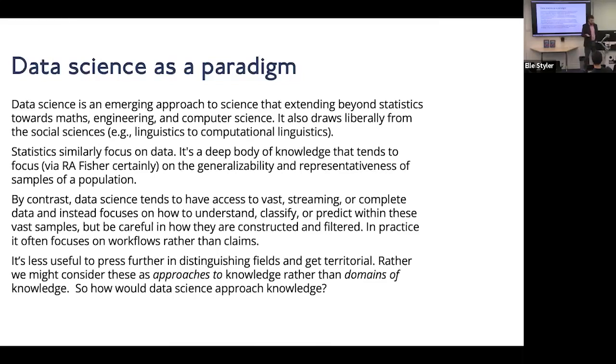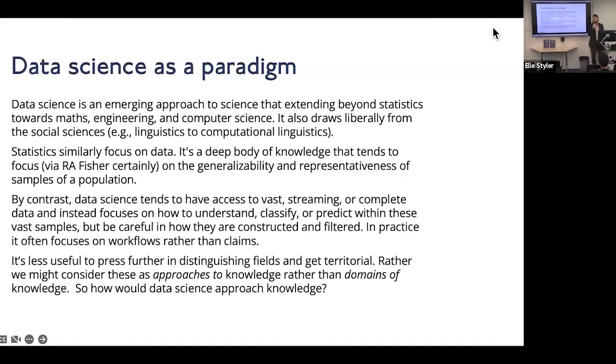Data science is an emerging approach to science that extends beyond statistics towards, in one direction, math, engineering, and computer science on the one side, but it also draws liberally from the social sciences, from linguistics to computational linguistics, we might say, in that transition. Now, statistics similarly focuses on data. If you were to go to the Wikipedia page right now, it says that statistics is the study of data, and I think that's perhaps a bit reductive, but also not necessarily. It's simultaneously reductive and also imperial, because certainly statistics is not the only paradigm which has some sort of relationship to data. And indeed, we do use statistics in the book, but I would not say it's reducible to it.